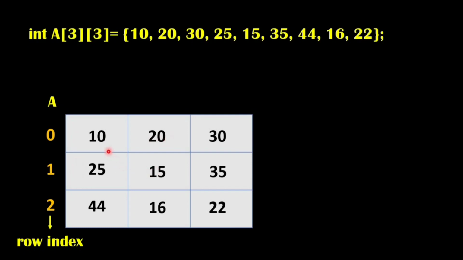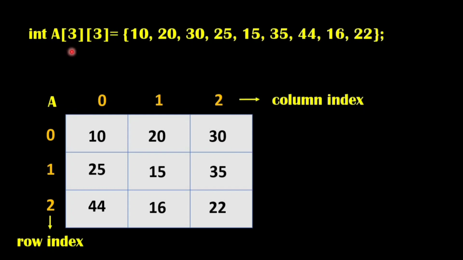The same way we have columns also. So we can use another set of indices 0, 1, 2. They represent the columns so that they can be called as column index. So we have 2 sets of indices. So 10 is standing at the position 0, 0. 20 is standing at the position 0, 1. And 30 is standing at the position 0, 2.